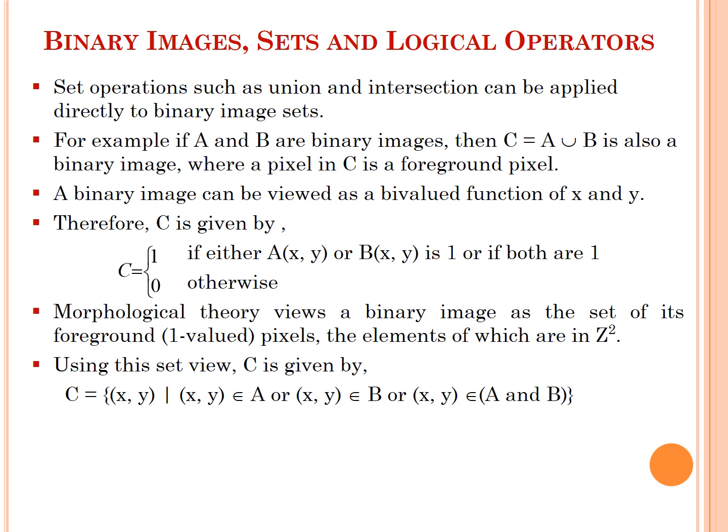A binary image can be viewed as a bivalued function of x and y. Therefore, C is given by: C is equal to 1 if either A of xy or B of xy is 1, or if both are 1. Otherwise, C is equal to 0. Morphological theory views a binary image as the set of its foreground pixels, that is, one-valued pixels, the elements of which are in Z square. Using this set view, C is given by C equals the set of xy such that xy belongs to A, or xy belongs to B, or xy belongs to A and B.